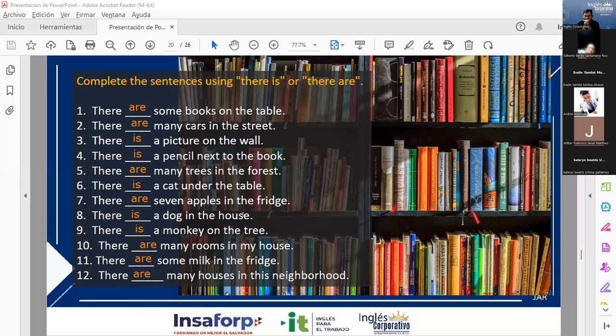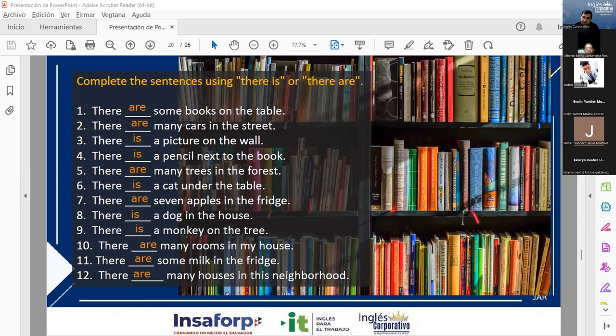Una pregunta. ¿Por qué en la 11 there are? Porque la leche no se puede contabilizar, ¿eh? O sea que es como incontable, ¿verdad? For that reason, okay. You cannot count milk, so there is some milk in the fridge.